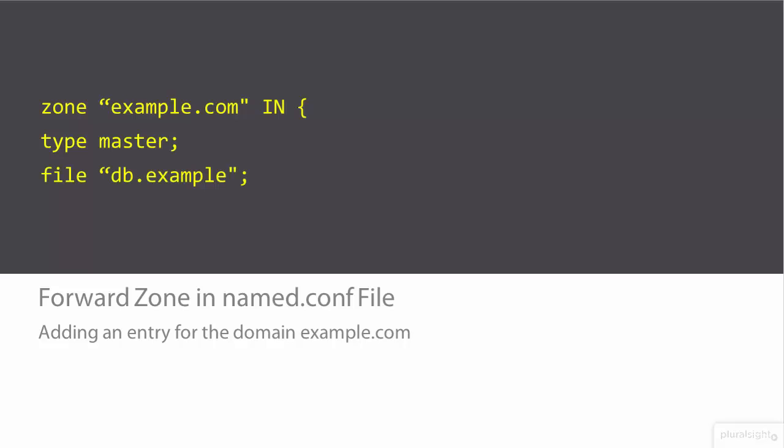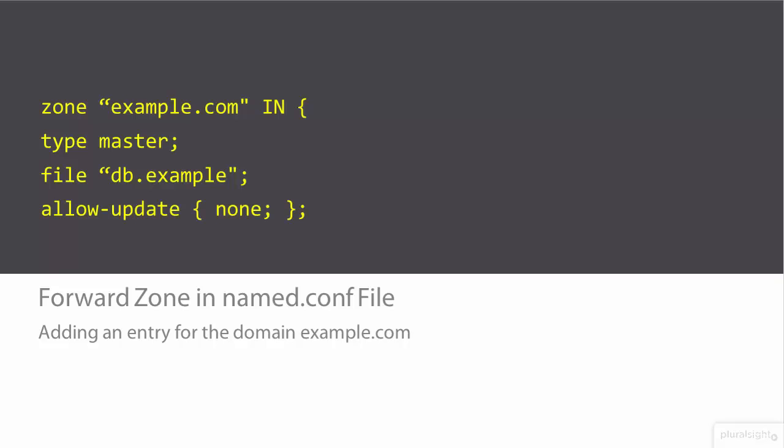We specify the file, so I'm going to call it db.example, but we could call it egg and chips if we really wanted to. But of course we have to make sure that we're pointing to the correct file. If I put a relative path, such as I've done here, then we're going to reference this file within the directory directive that's in our global options.